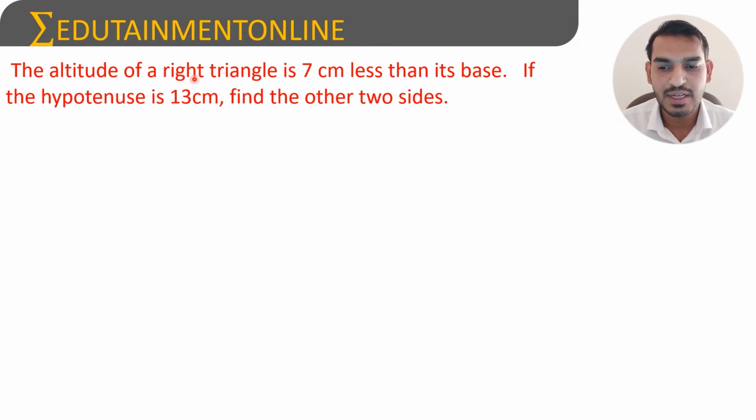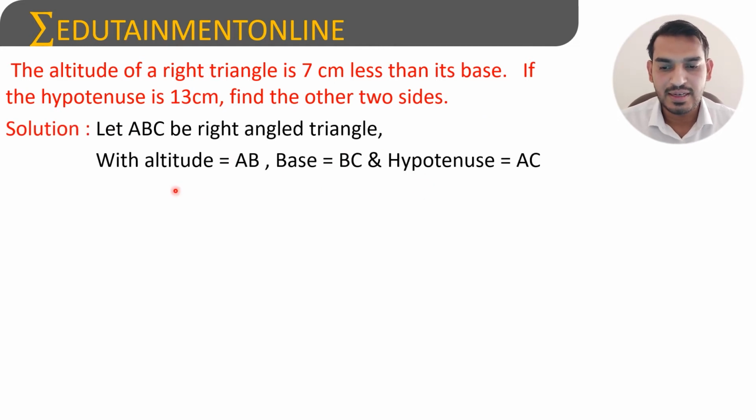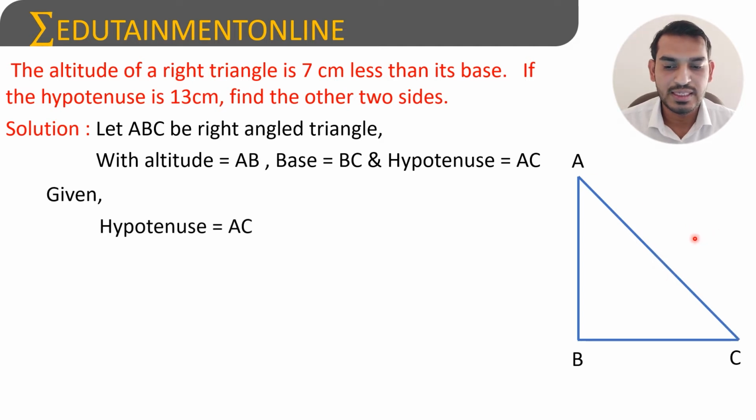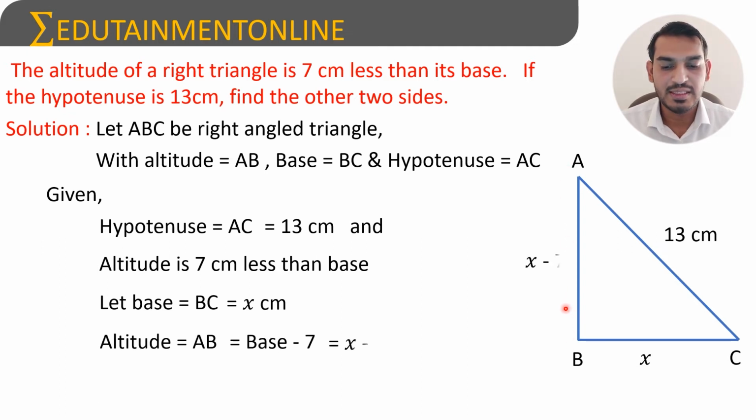So the height of the right angle triangle, altitude, is 7 centimeters less than its base. Let us consider ABC is a right angle triangle whose altitude is AB, base is BC and hypotenuse is AC. Now it is given that the hypotenuse is 13 centimeters, which is AC equals 13 centimeters, and the altitude is 7 centimeters less than its base. So if the base BC is x centimeters, the altitude AB will be x minus 7.